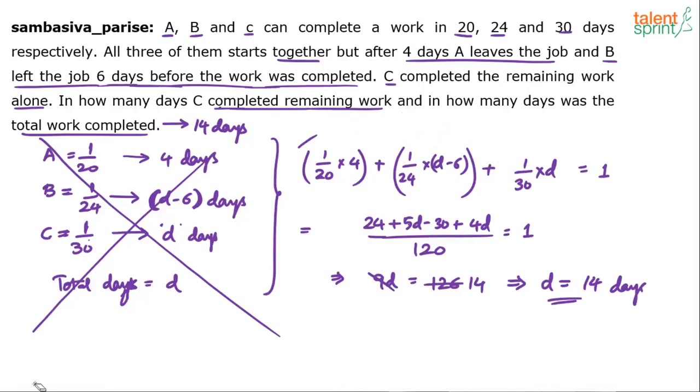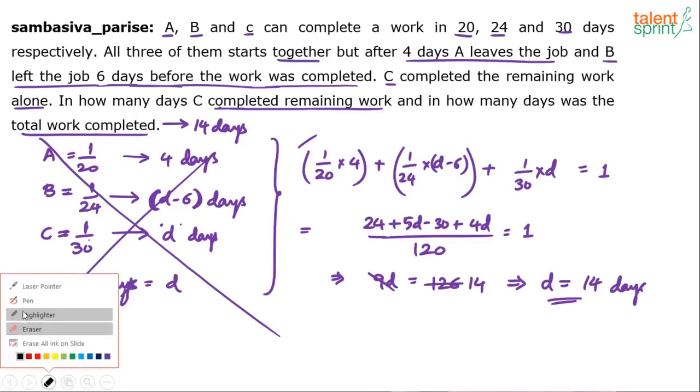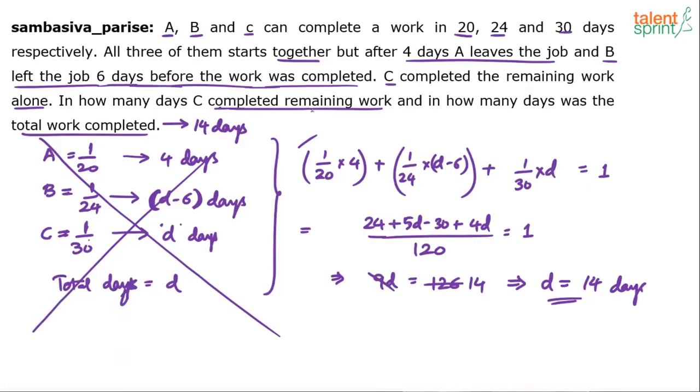So if you observe, when did B leave? Try to understand. Actually, for C completing the remaining work, the 6 days is available in the question itself. We don't have to put anything on paper for that. Because B left the job 6 days before the work was completed. So when B left, A was already out of the picture, right? So when B left, only C was left. C was doing the work. And C completed the remaining work in 6 days. So half of the question is already solved.